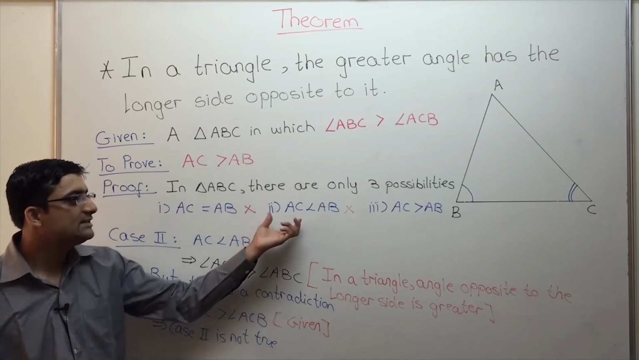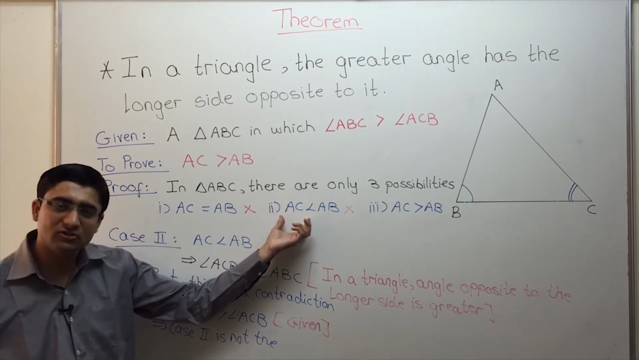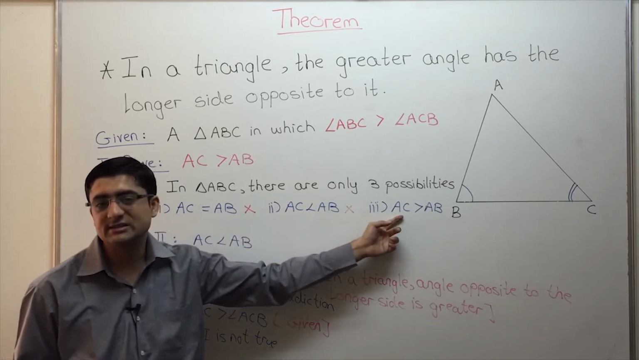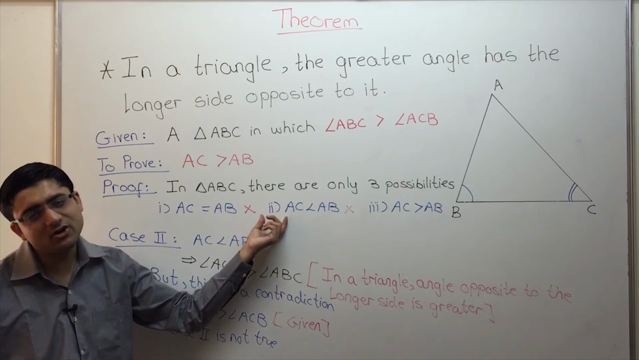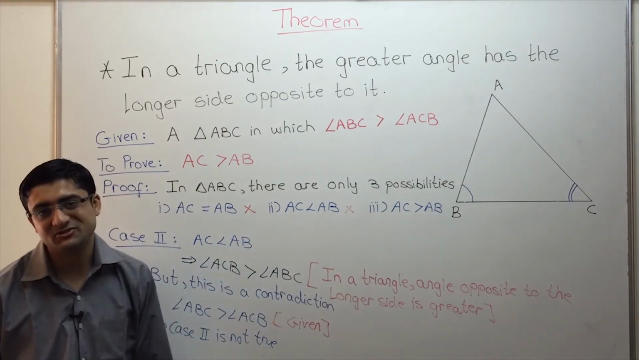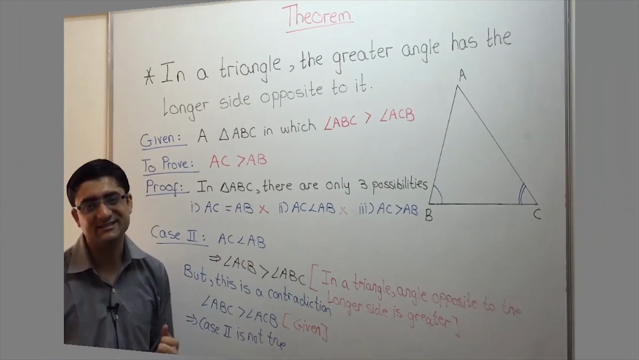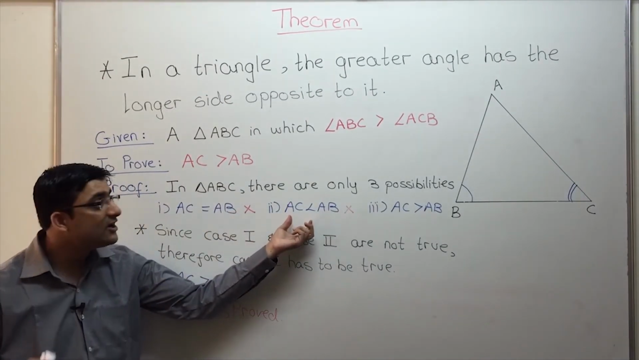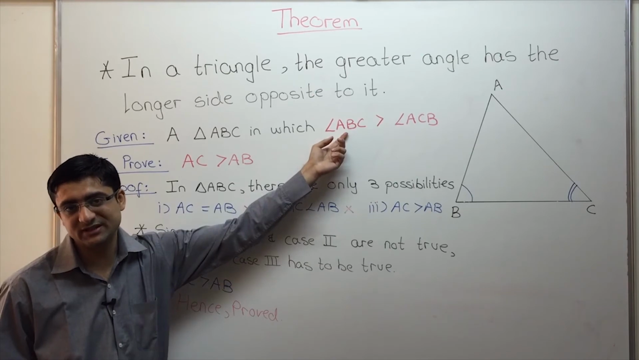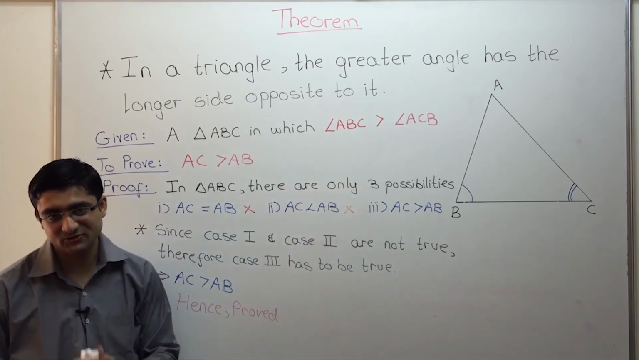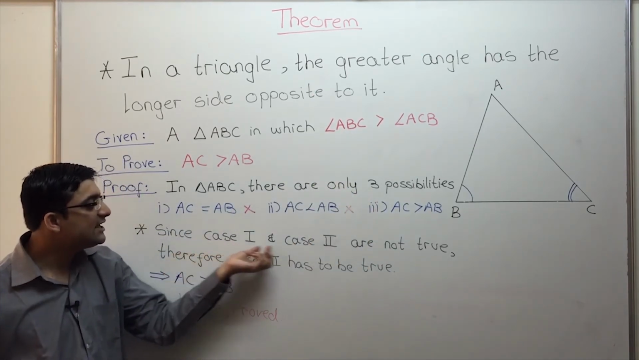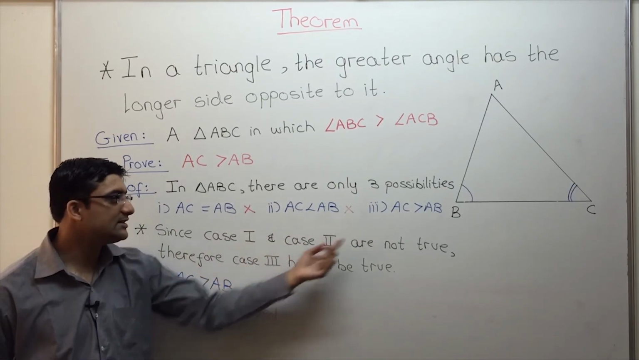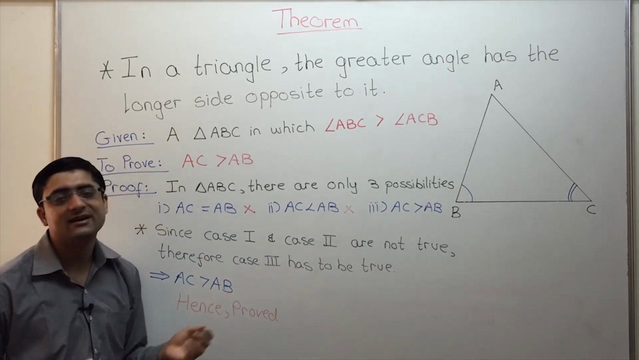I repeat once again. See, in a triangle ABC, between two sides, there can be only 3 possibilities. Either AC is equal to AB, or AC is less than AB, or AC is greater than AB. Since these two cases are not true, that means the third case has to be true. So let me rub this off and let me write it. So previously we saw that case 1 and case 2 are not true. Why? They are contradicting this fact given to us over here. That means case 3 has to be true. So that's what I've written over here. Since case 1 and case 2 are not true, therefore case 3 has to be true. What is case 3? AC is greater than AB, hence proved.